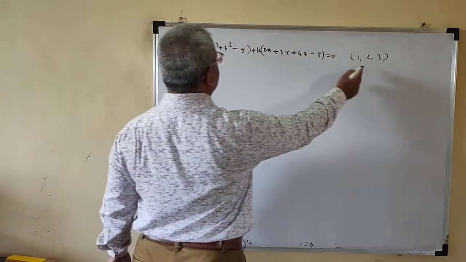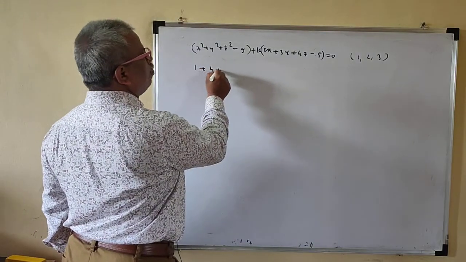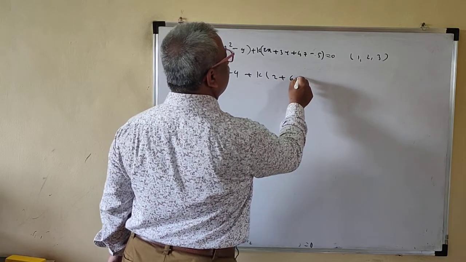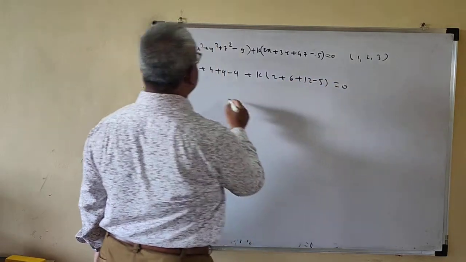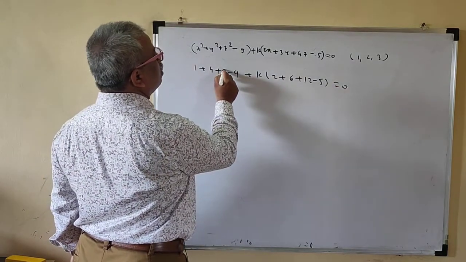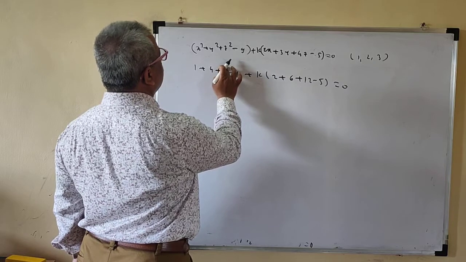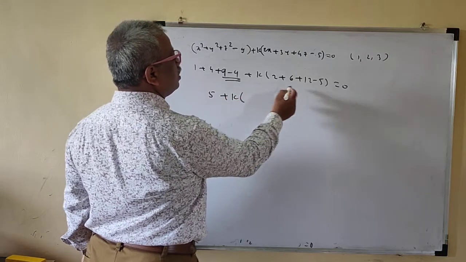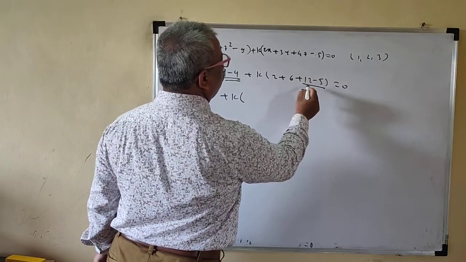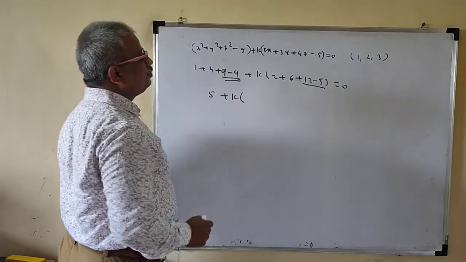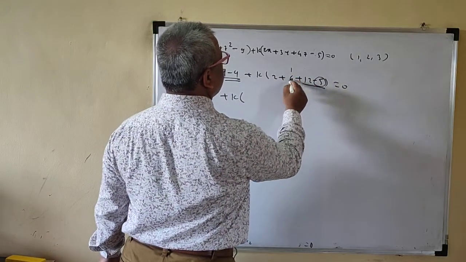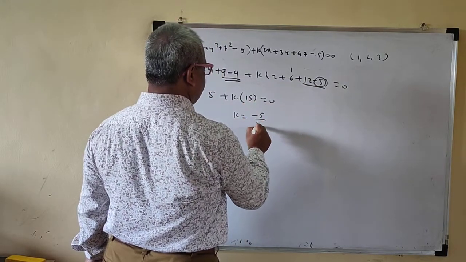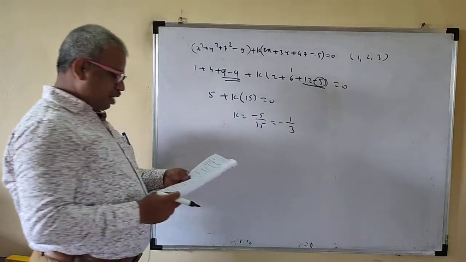That is what you have to put for x. See, this is 1 plus 4 plus 9 minus 9, plus k into 2 plus 6 plus 12 minus 5, is equal to 0. So this is 10, this is 4, this is 9. Okay, so the 9 and 9 get cancelled. This is 5 plus k into, what is this? This is 12 minus 5, so this is 1, and the 5 will get cancelled. So 3, so this is 15k. So k is equal to minus 5 by 15, that is minus 1 by 3.